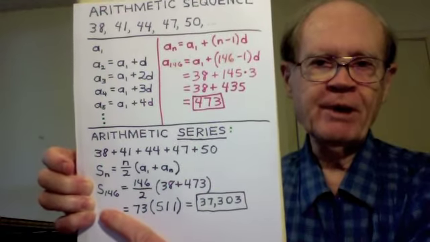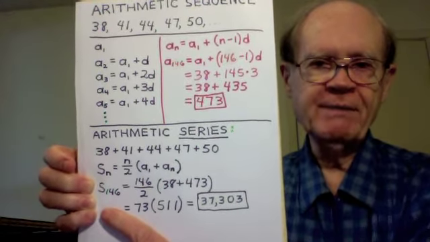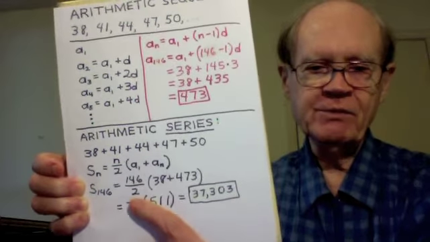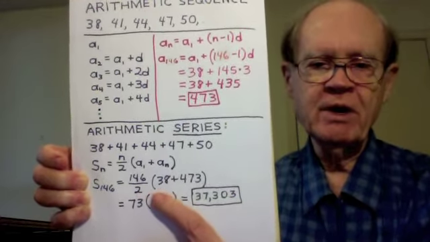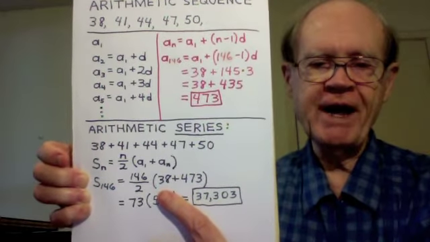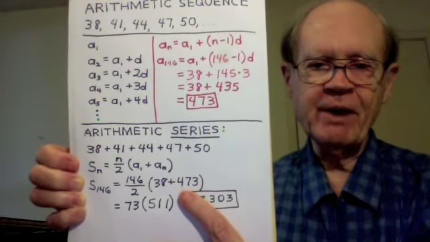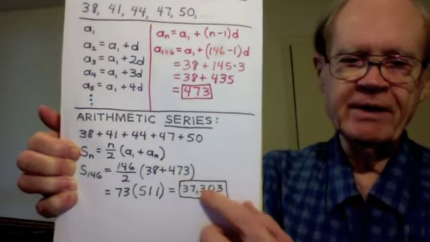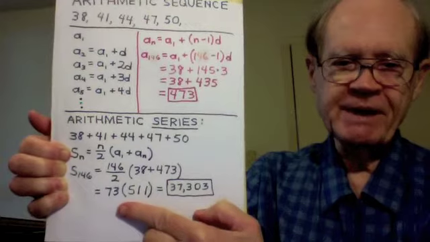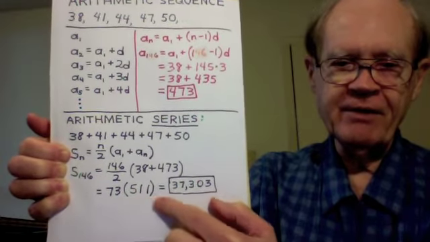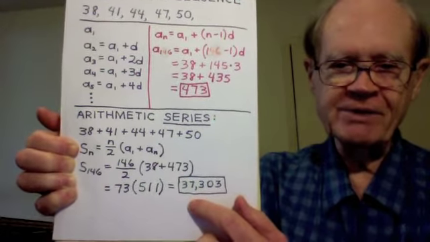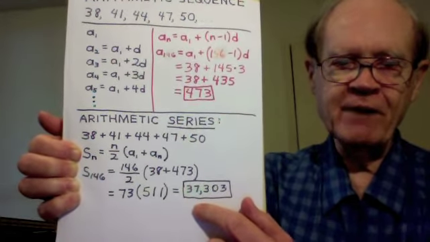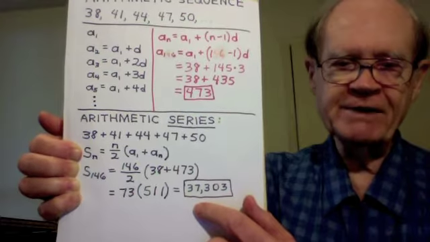So, using the formula, S146, meaning the sum of the first 146 terms of the series, equals 146 divided by 2 times the first term, which is 38, plus the 146th term, which we found up here to be 473. That works out to be 73 times 511, which is 37,303. So that is the sum of the first 146 terms of this arithmetic sequence.